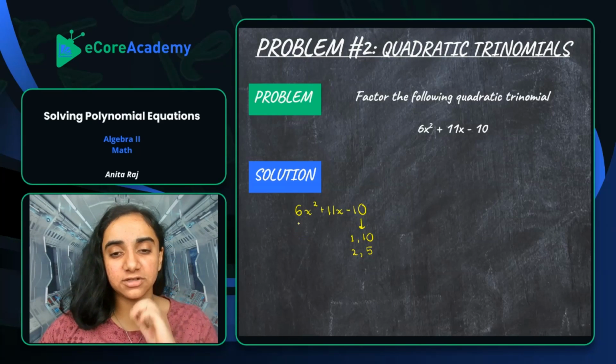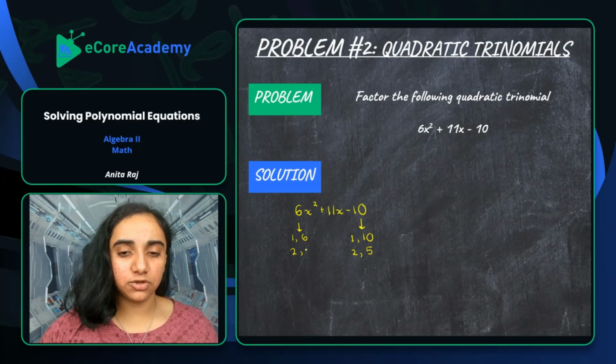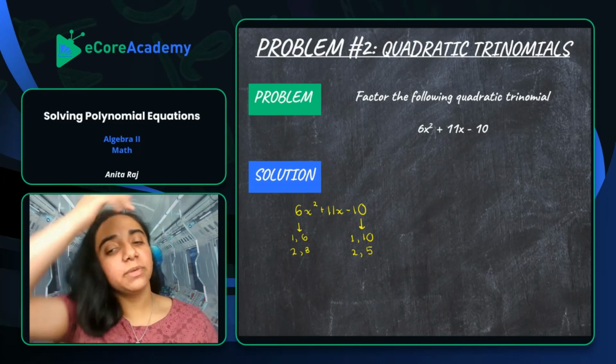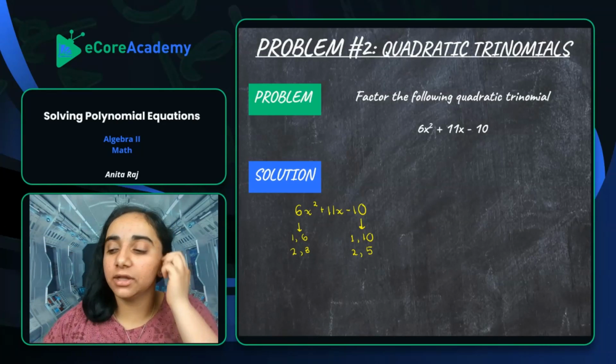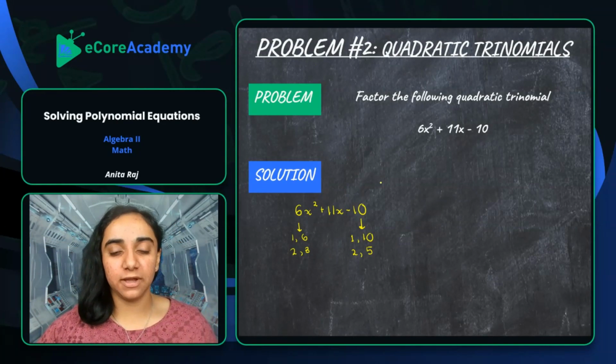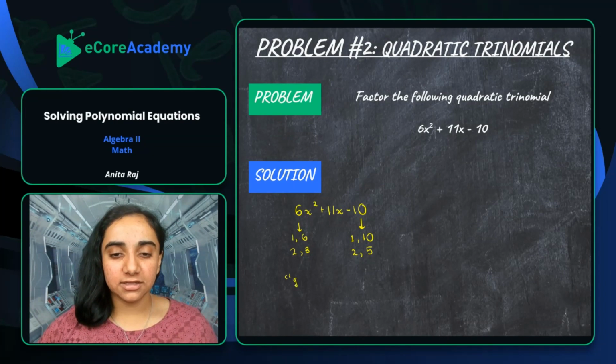Then we want to look at the factors of 6, which are 1 and 6, and 2 and 3. We're trying to pick which ones will go together so that we compare them in parentheses and can end up making them the factors so that they multiply out. We also want to focus on this 11x, and we're going to do this with our guess and check method. Guess and check. So we're going to try all these possibilities.